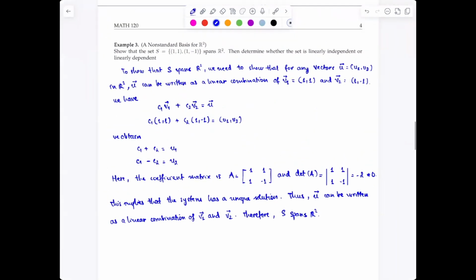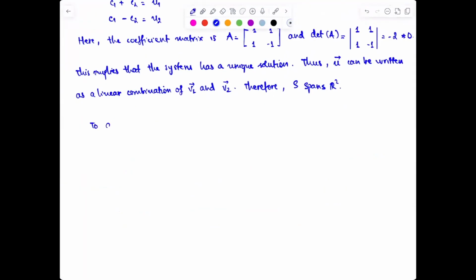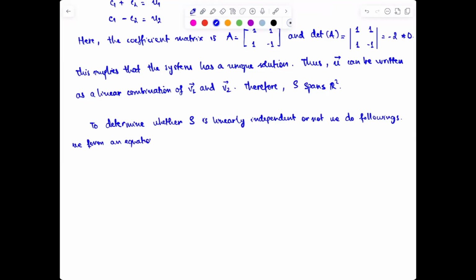All right. So with all of this work, we just showed that the set S, consisting of 2 vectors, (1, 1) and (1, -1), spans R2. Now, the second condition that you need to check is whether the set is linearly independent or linearly dependent. To determine whether S is linearly independent or not, we form an equation: C1 times V1 plus C2 times V2 equal to the 0 vector.